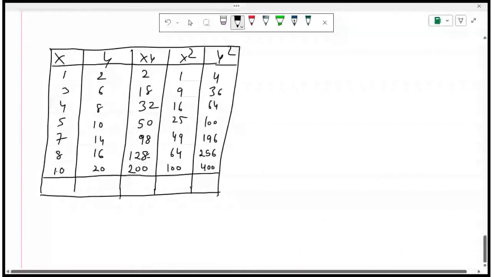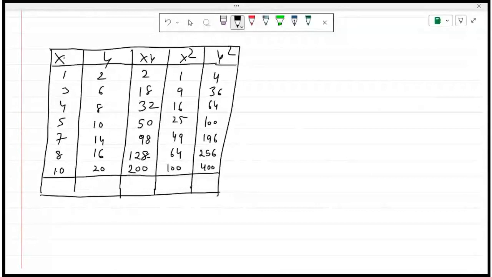I am using the calculator for the sum. The first one is easy, so I am doing it directly. 5 and 5, 10 and 3, 13 and 7, 20, 20 and 8, 28 and 10, 38. Then for y: 6 and 2, 8, 8 and 8, 16, 16 and 10, 26, 26 and 14, 40, 56, and 56 and 20, 76.